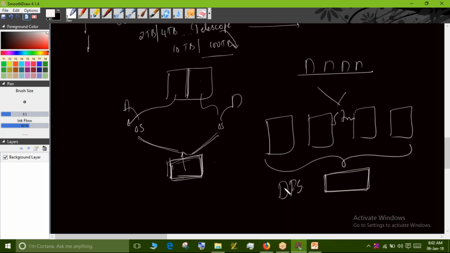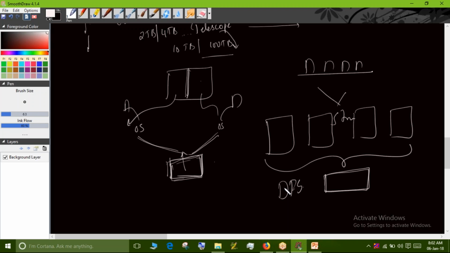8 bits put together make 1 byte. 1024 bytes put together make 1 KB. 1024 KB put together make 1 MB. So you look closely here. Ultimately, your data is going to be in the form of bits and bytes only. But at your OS level, it is in the form of blocks.